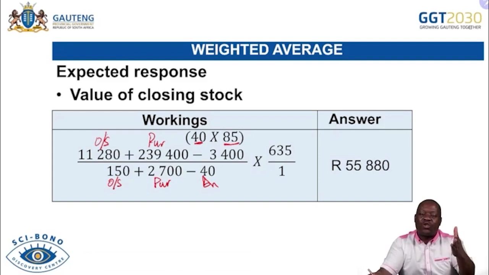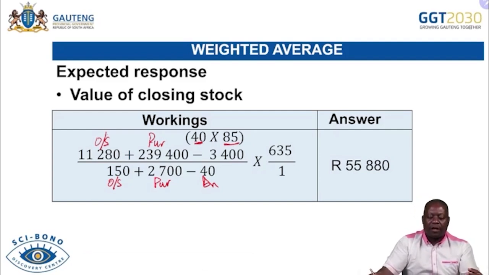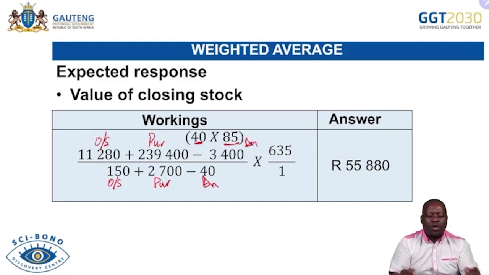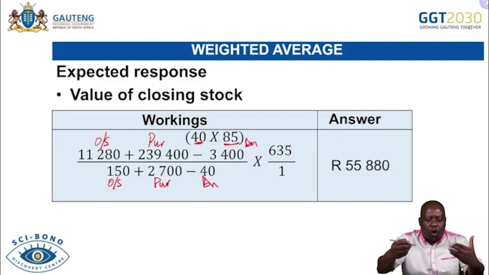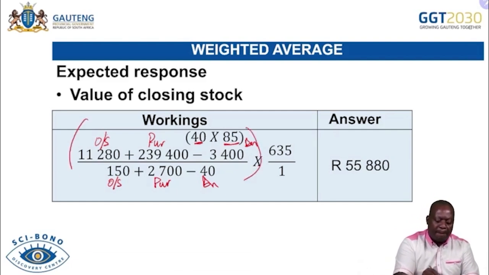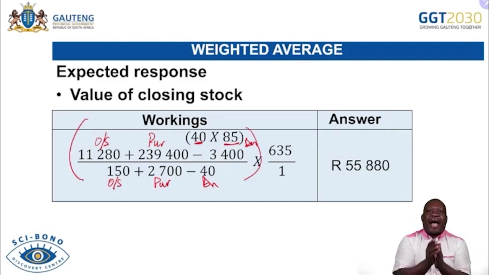So it means each unit is costing us 85 rands. So we say 40 times 85, we are going to get this. So this is now the donation value. So please check here. On top, we have got values. At the bottom, the number of units. And then this, when implemented, it gives us the average price per unit.